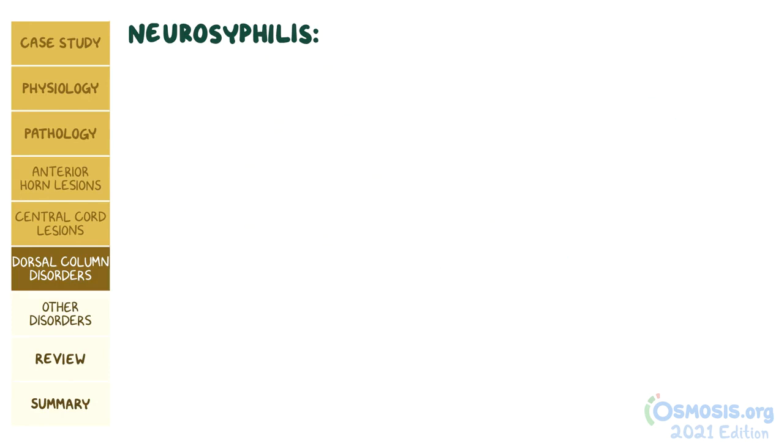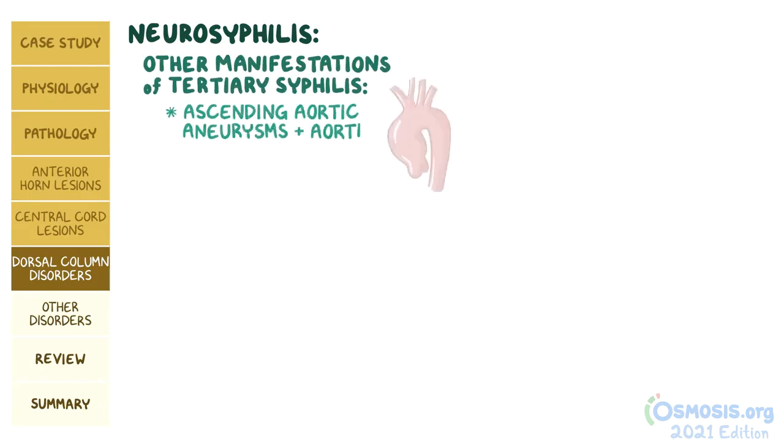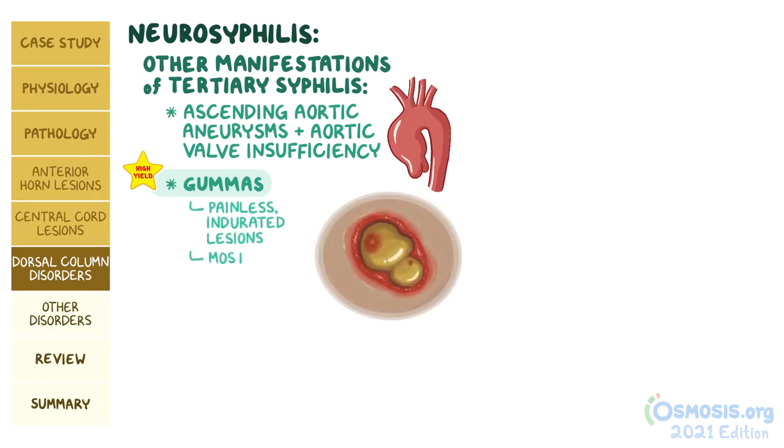Now bear in mind that examiners may also try to clue you towards neurosyphilis with other manifestations of tertiary syphilis. Most characteristic ones are ascending aortic aneurysms with aortic valve insufficiency and gummas. These are painless, indurated, granulomatous lesions that most commonly appear on the skin, but can also involve the subcutaneous tissue, bones, and other organs.